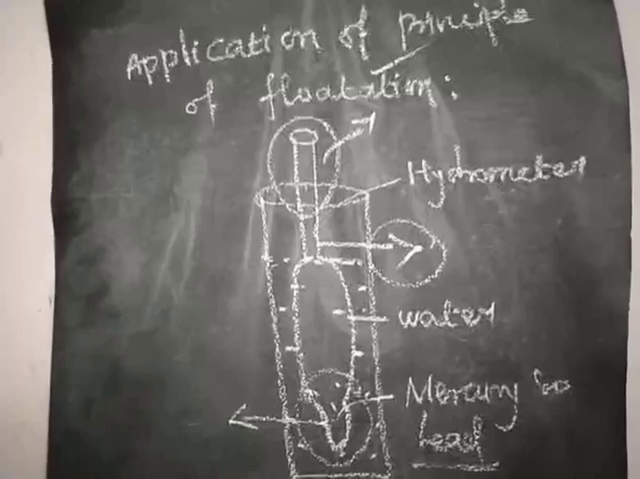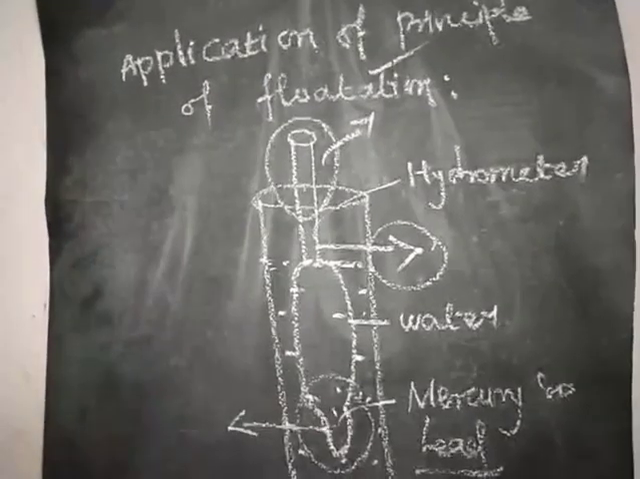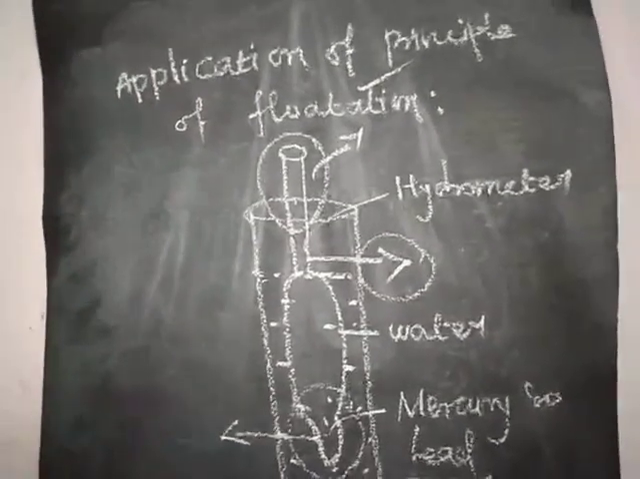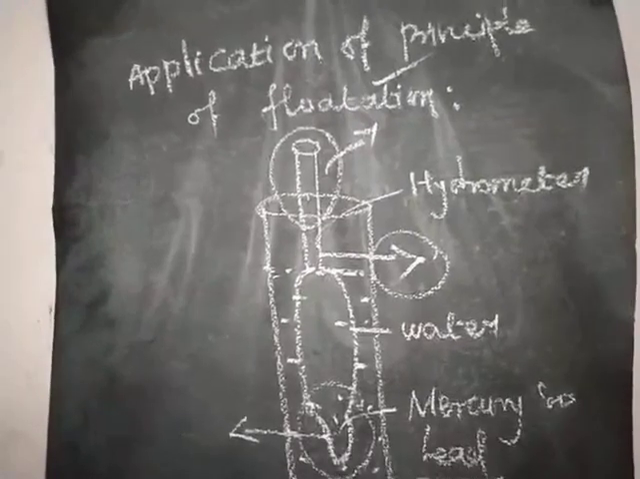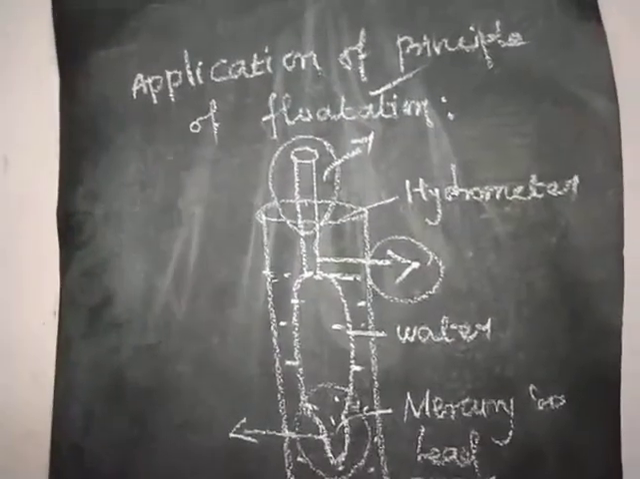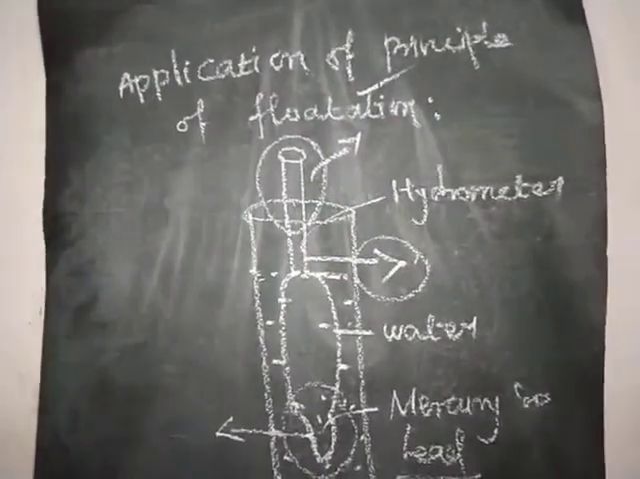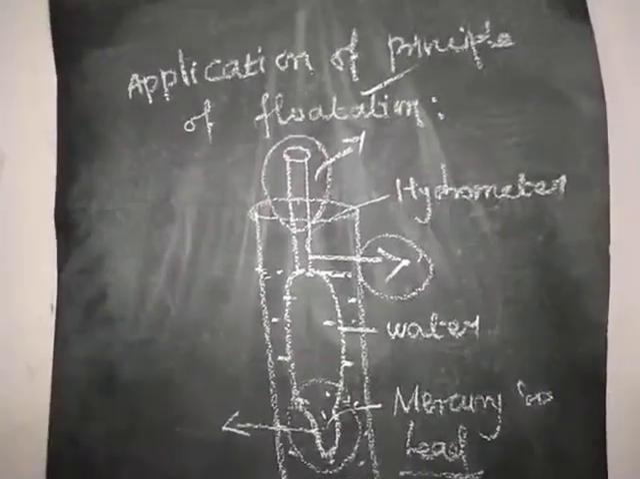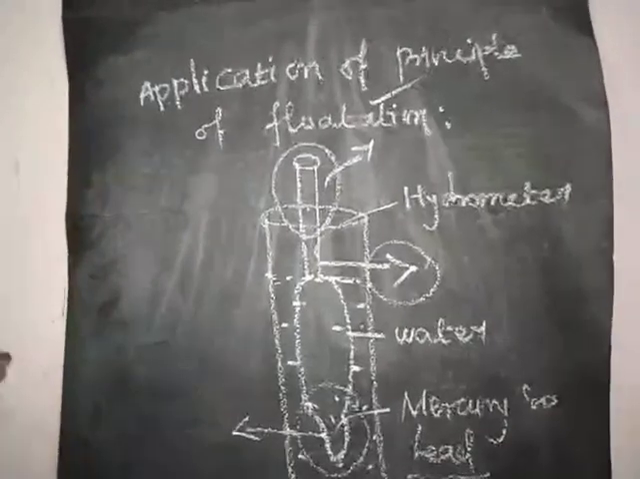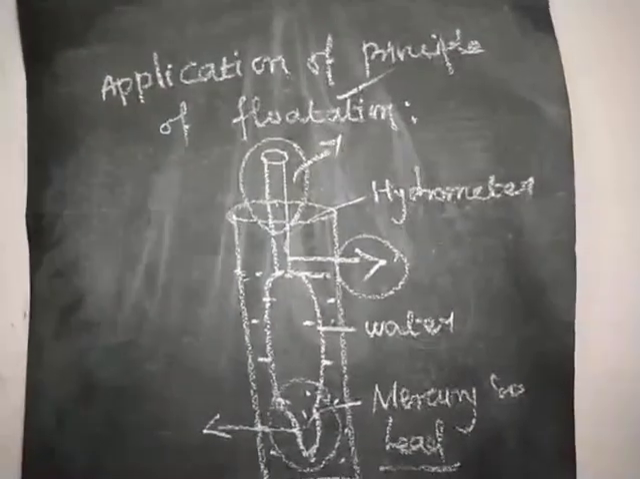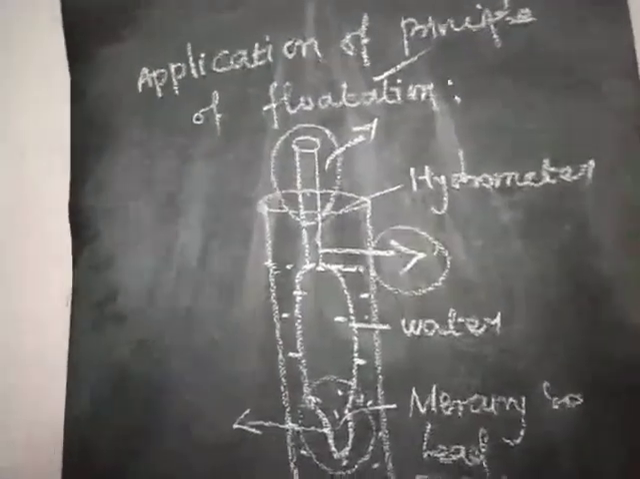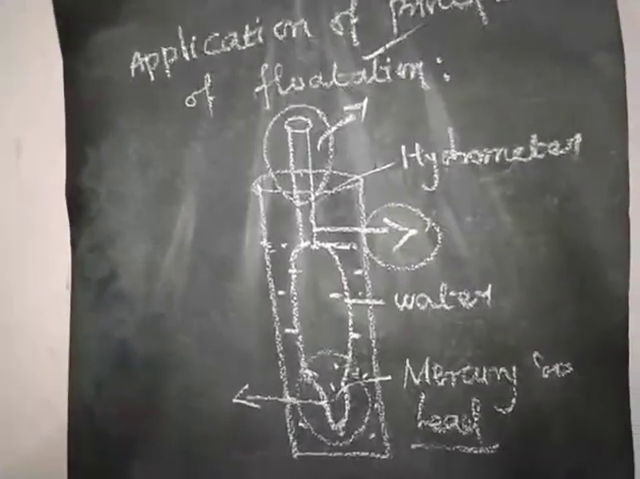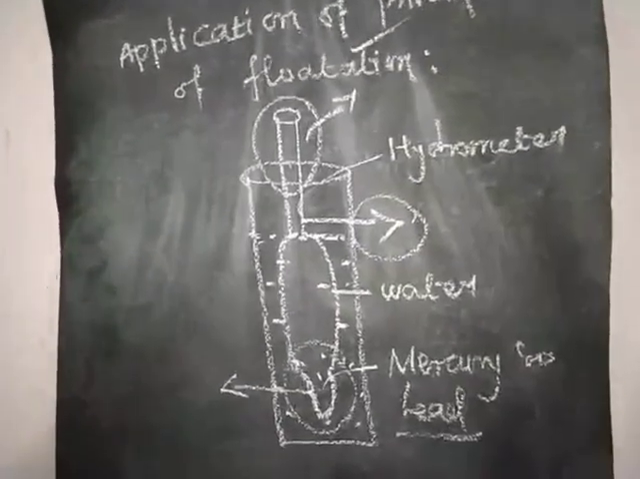With the help of different methods, one is the lactometer, for measuring the density of milk. The lactometer measures the density of the milk. Suppose we take cream. Second one, the density of sugar in liquid.